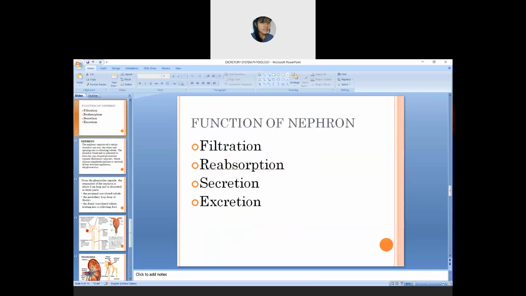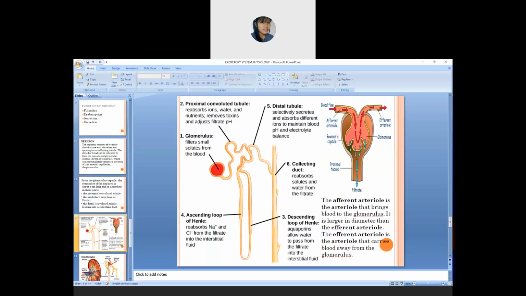Are you all clear? The function of the nephron is first filtration, afterwards reabsorption, afterwards secretion, and at last excretion. Excretion will happen in the collecting duct, and reabsorption will occur where? Reabsorption will occur in the PCT and the ascending loop of Henle. Filtration will occur in the glomerulus. Secretion will occur in the DCT, the distal convoluted tubule, and excretion will occur in the collecting duct.